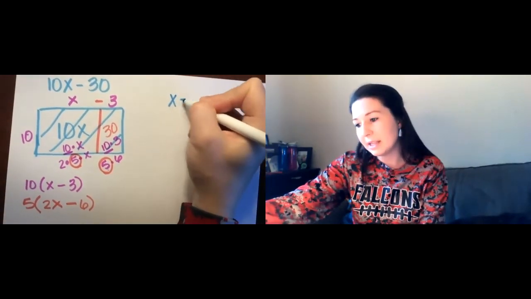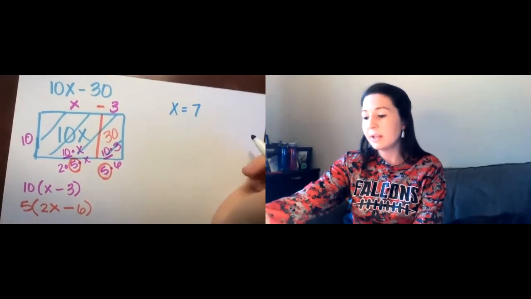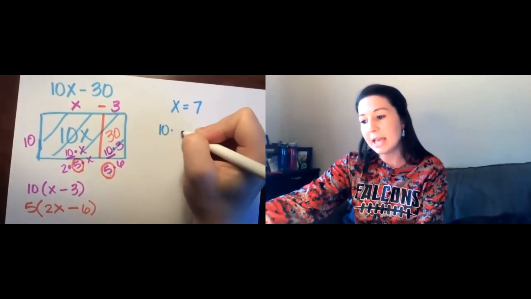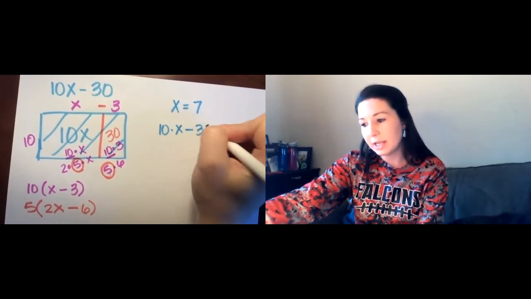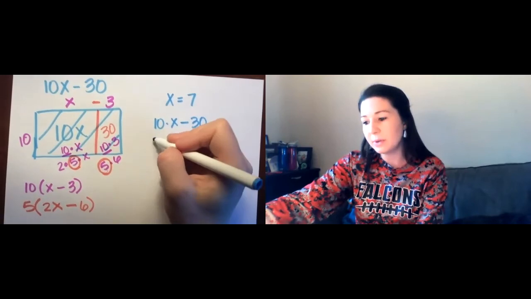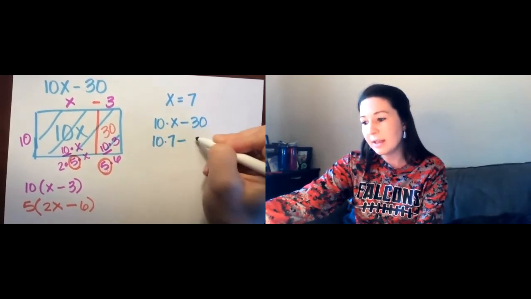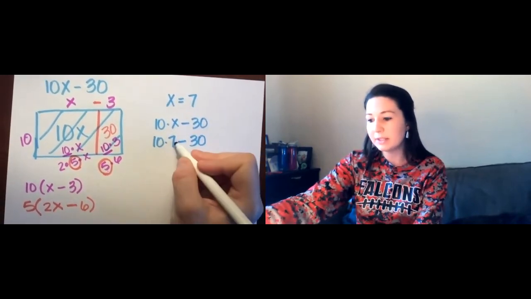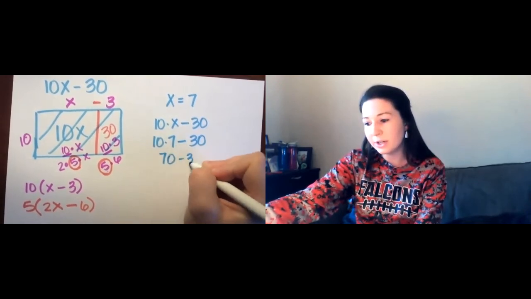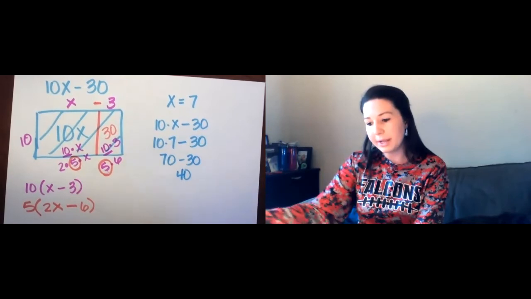Let's say that x equals 7. So starting with our original expression, we have 10 times x minus 30, but if x is 7, we're going to replace that x with 7. So we would have 10 times 7 minus 30. Order of operations says multiply first, so that's 70 minus 30 gives us an answer of 40.